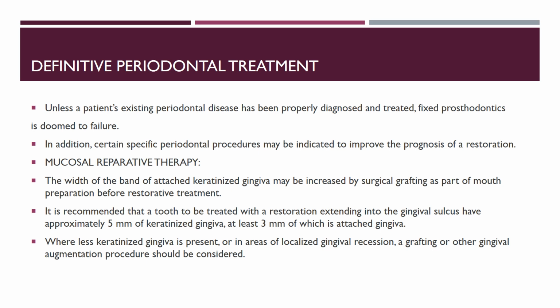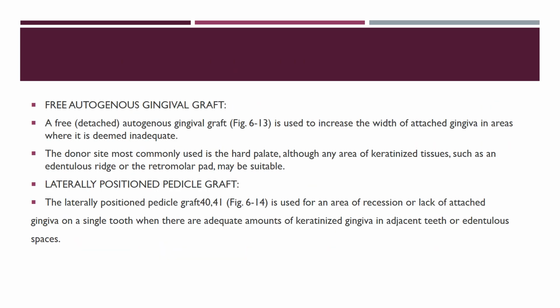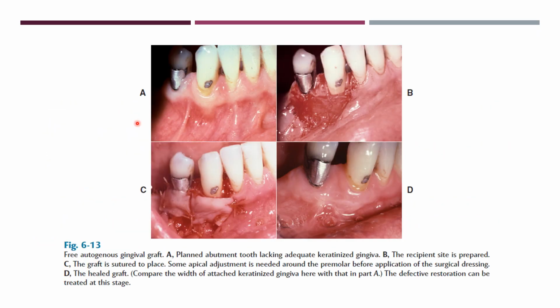As a part of mouth preparation before the restorative treatment, it is recommended that the tooth to be treated with the restoration extending into the gingival sulcus have approximately 5 mm of keratinized gingiva. Okay, at least 3 mm of which is attached gingiva. Okay, right? Coming to free autogenous gingival graft. So planned abutment tooth lacking adequate keratinized gingiva, guys.